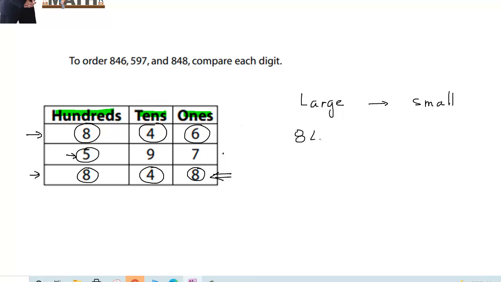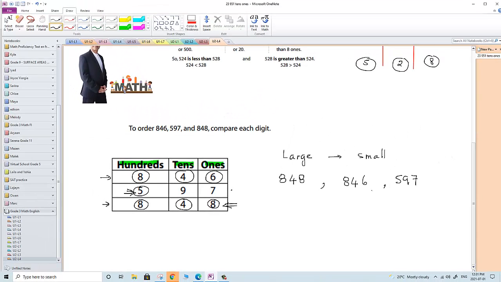So that means 848 first. Next, it's going to be 846. And the last one, the small hundred with 5, is the last number, 597. And if the teacher tells me I need from small to large, this is a piece of cake. Why? Because I can take the last one from the top one. I can say this is the smallest. After that, the medium. After that, the large.